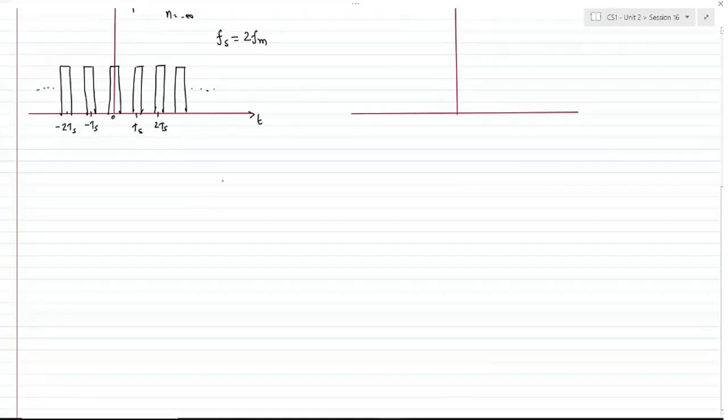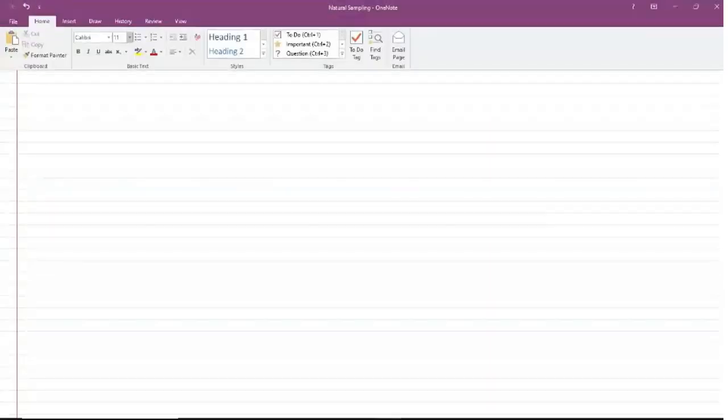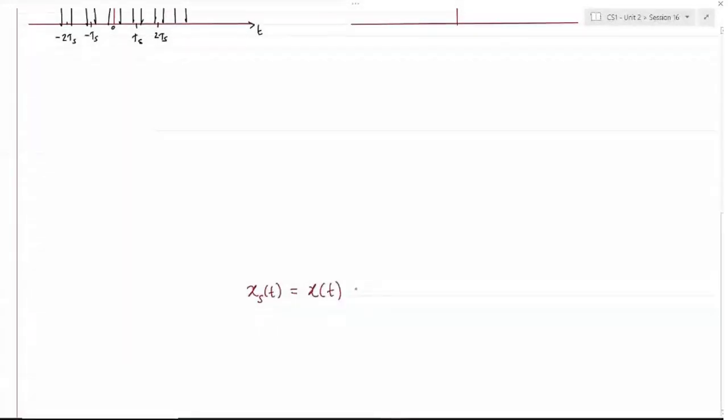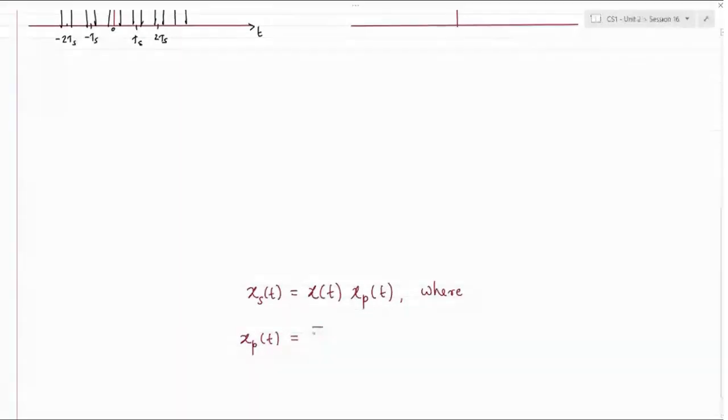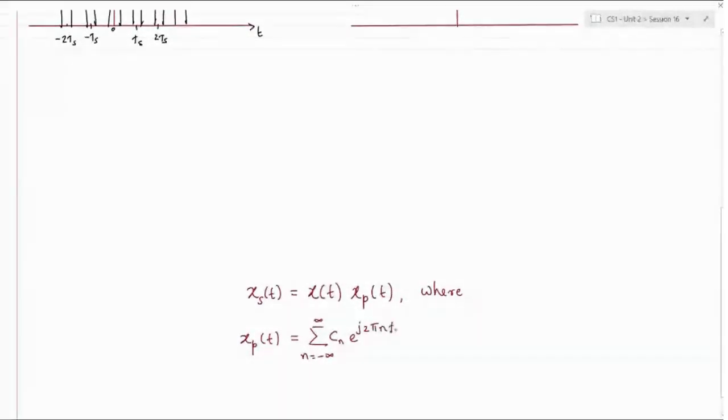Okay, first I'll write all these expressions. What we are trying to do here is multiply in order to get the sampled version of the information bearing signal. We are trying to get x of t multiplied with xp of t, with natural sampling, where xp of t can be represented using the Fourier series which I have written already, the sum from minus infinity to infinity of cn e power j 2 pi n fs t.